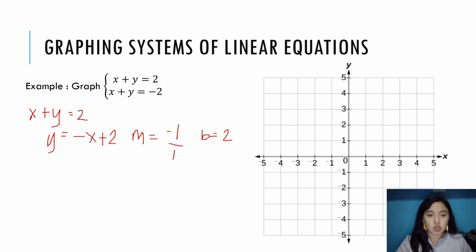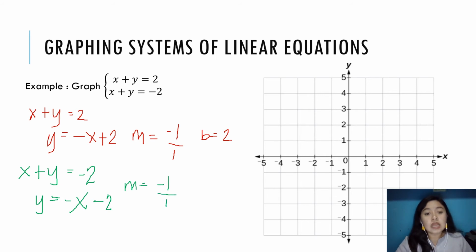For the next equation, we have x plus y is equal to negative 2. So, kung ato ni siyang i-transform into slope-intercept form, ato lang ibalhin si x. So, ang mabilin diri na side is y. So, y is equal to negative x, this time minus 2. So, ang slope for this equation is, again, negative 1. Butangan na nato og denominator na 1. Then, ang iyahang y-intercept is negative 2.